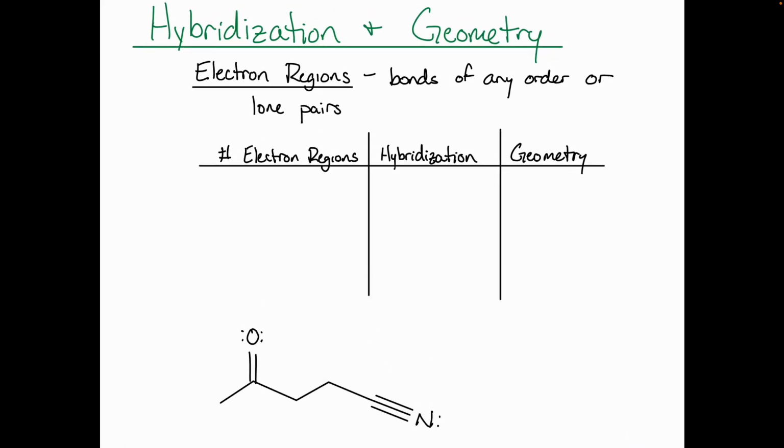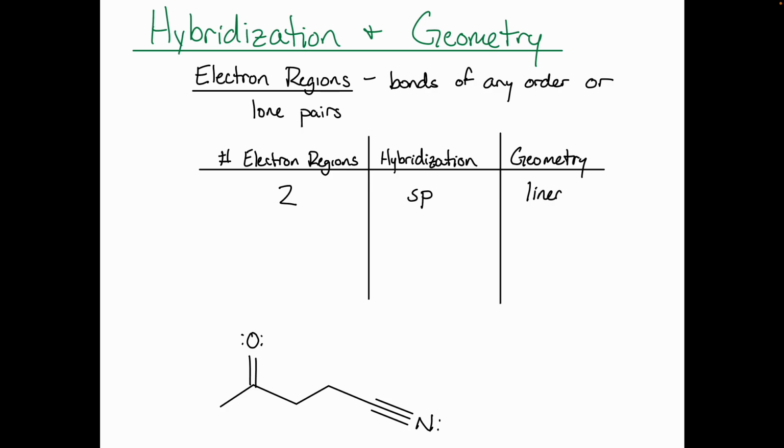Okay. If an atom has only 2 electron regions, then it's sp hybridized, and it has a linear geometry. If it has 3 electron regions, it's sp2 hybridized, and it has a trigonal planar geometry. And lastly, if it has 4 electron regions, it's sp3 hybridized. Does anybody remember this geometry word here? Tetrahedral.